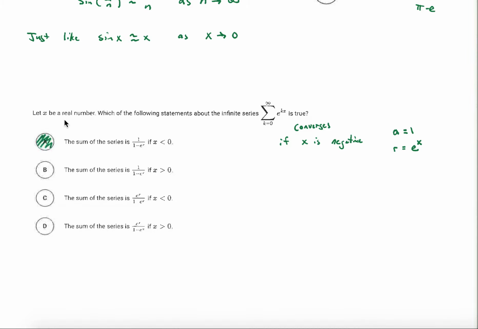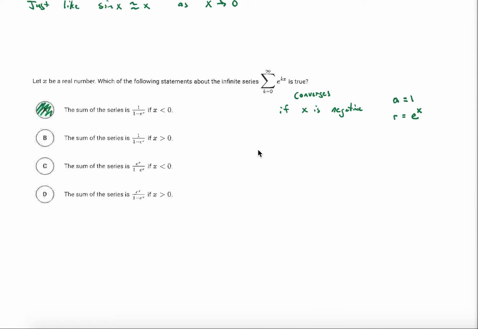X is a real number. Okay, so this is just a geometric series where a is equal to 1 and r is equal to e to the x. So that we know that the sum is just a over 1 minus r. No biggie. And again, now it's only true if x is less than 0, because x needs to be negative, because we need that thing to be less than 1.